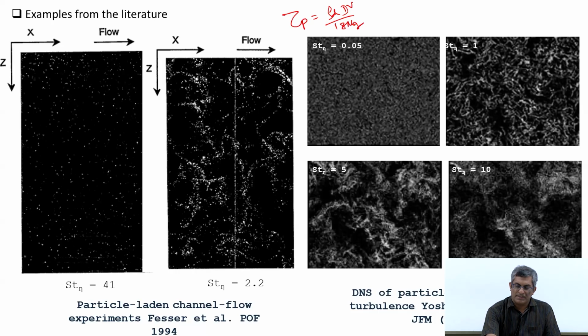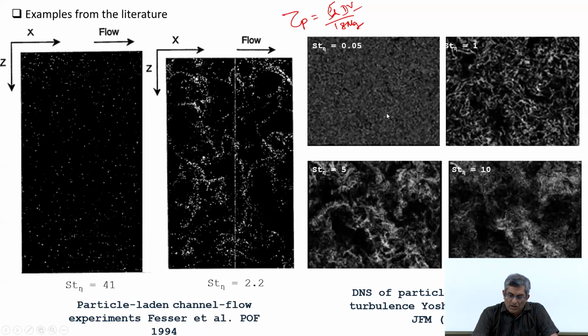So, particle relaxation time depends on density and size. So, they varied density and size. So, they used different particles also and they conducted this study. On the left side you see how particles are distributed when the Stokes number is very large, like 40 or so. But when the Stokes number based on the Kolmogorov scale is of the order of 2, then you see how the particles behave now. So, this is an experimental study where you can clearly see the preferential accumulation effect taking place here.